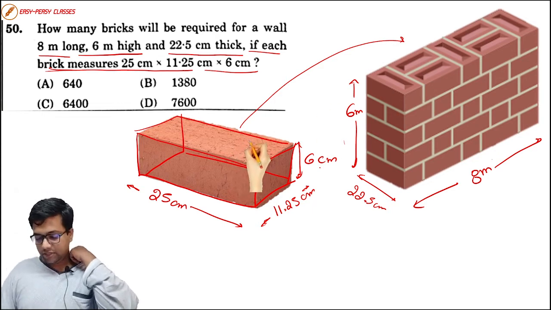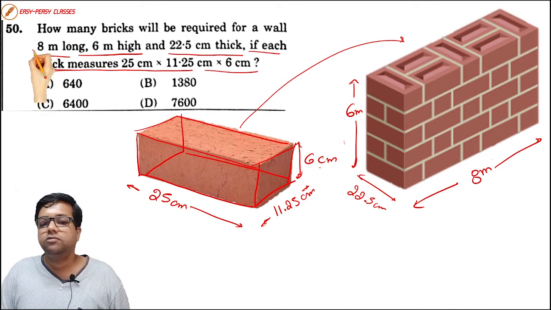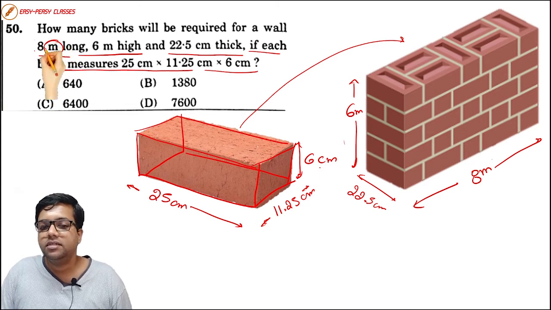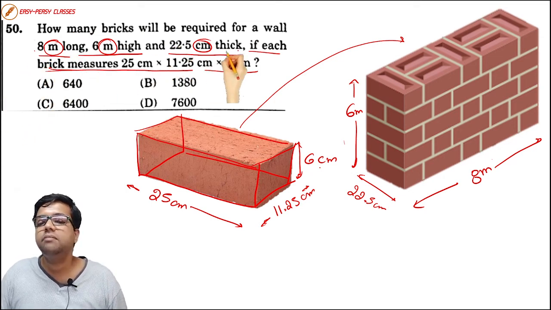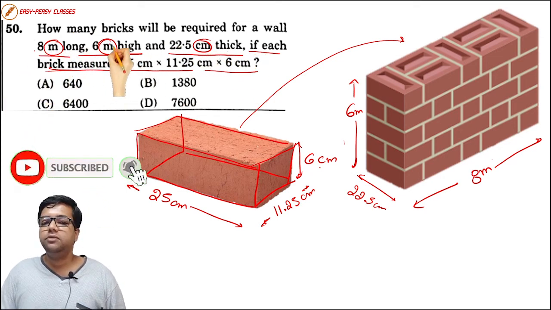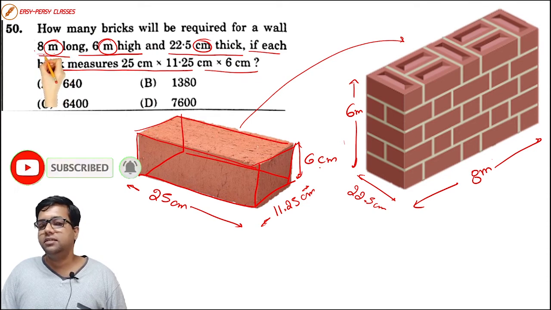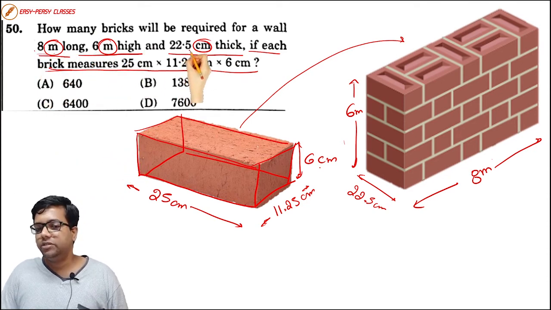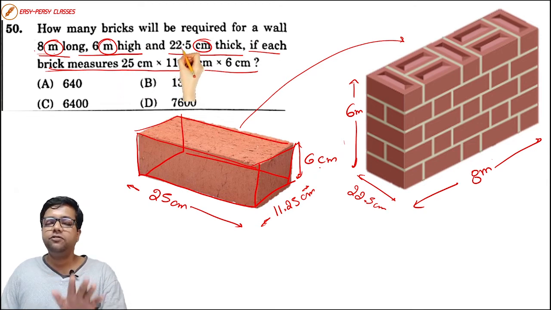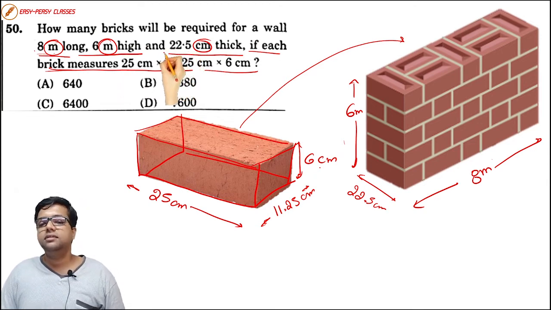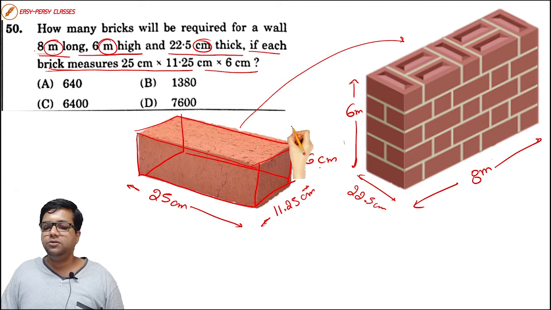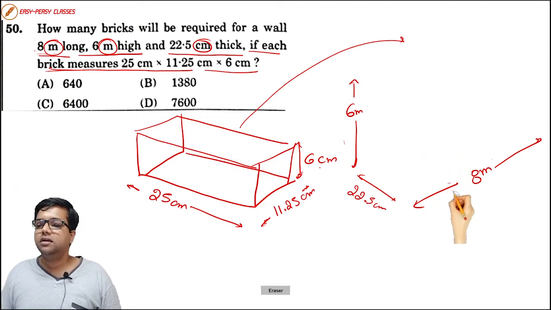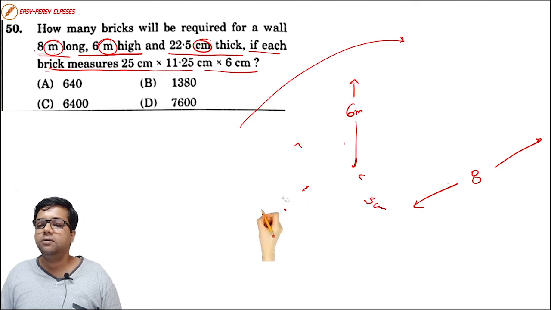But again, there is a twist here. What is the twist? The volume of the cuboid will result in the wrong value. Why? Because it is given in meters as well as in centimeters. The units are to be in the same units. Either you should keep 8 meter as 800 centimeter, 6 meter as 600 centimeter, and 22.5 centimeter as it is. Then you can find your answer in a right way. Otherwise, you will find the answer in a wrong way.